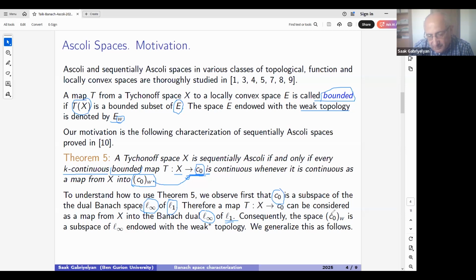Consequently, now C0 endowed with the weak topology is a subspace of L infinity, but endowed now with the weak star topology, because we have that the dual space of C0 is exactly L little 1, and the dual space of L little 1 is exactly L infinity. So the weak topology of C0 is exactly the weak star topology of the space C0 considered as a subspace of L infinity of the space L little 1. We can generalize this notion as follows.